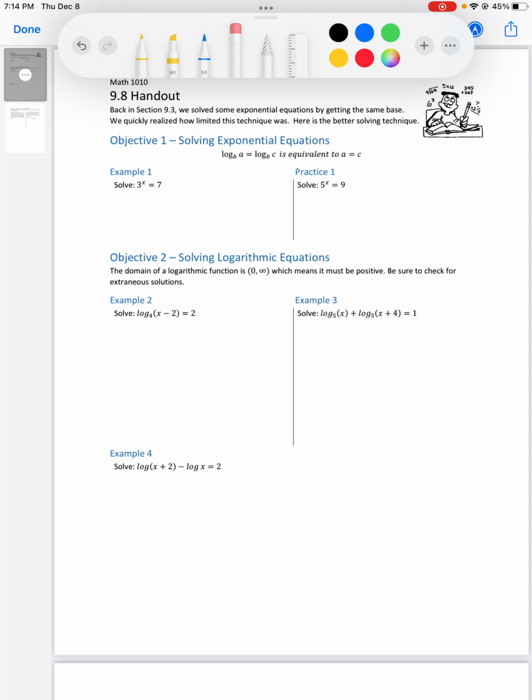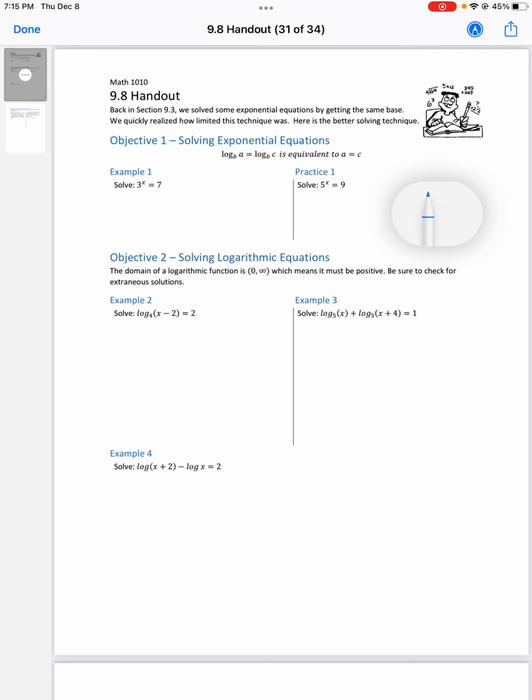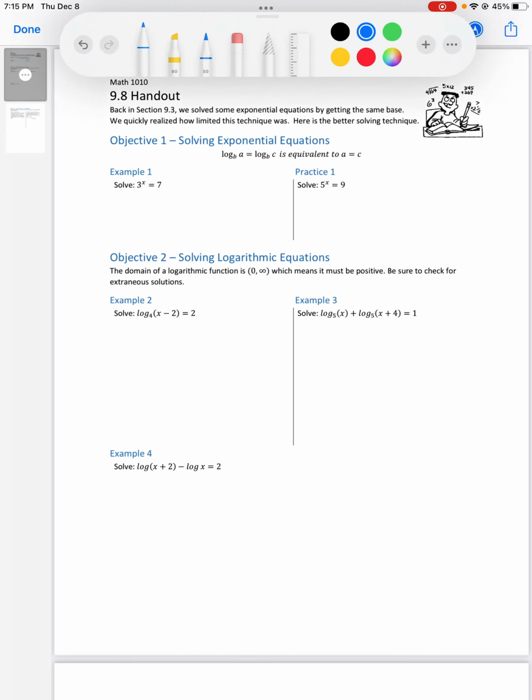Okay, so here is the quick mini lesson for 9.8. So it's just solving logarithms. That's all it is. It's just solving logarithms. So we did a little bit of it last time, but this goes into it a little bit more.